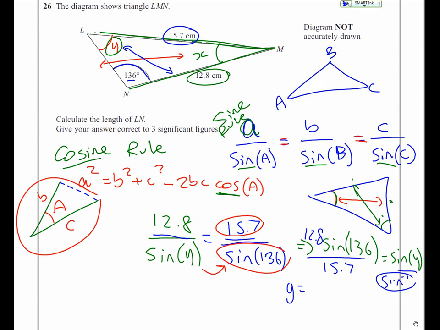So to get y, you're going to do in your calculator sine to minus 1 of all this stuff, 12.8 sine 136 over 15.7, and make sure that your calculator is in degrees to do this. So sine minus 1, big brackets, fraction button, 12.8 times by sine 136, close your brackets, over 15.7, close your big brackets, and that gives you that this angle is 34.49578985.